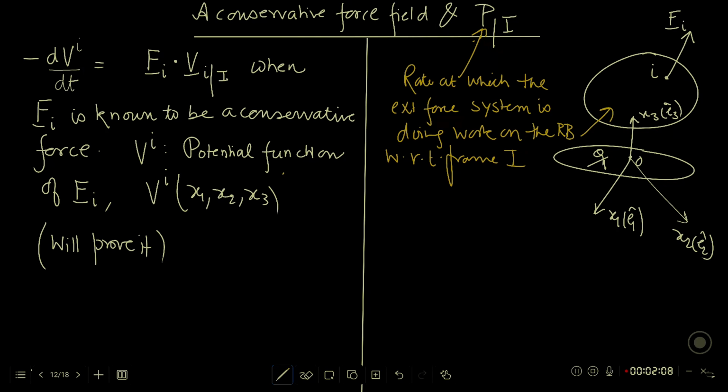There is one force acting which I am calling Fi. You can think of that as the ith force acting on the RB, and that is acting on location I or point I.